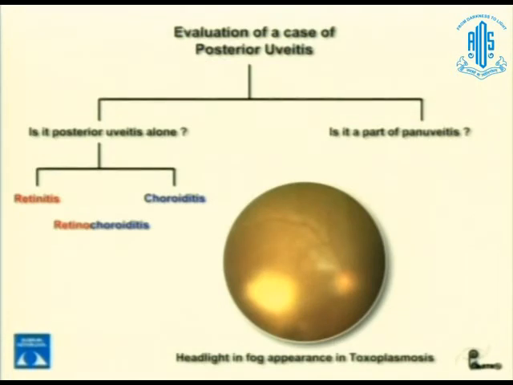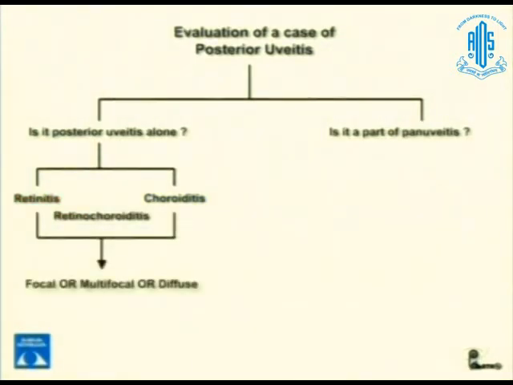Now there may be a combination of retinitis and choroiditis, which is known as retinochoroiditis. The typical example is toxoplasma retinochoroiditis. So once you are sure that it's a case of retinitis and choroiditis, then the next important step is to see whether it's a case of focal, multifocal, or diffuse.